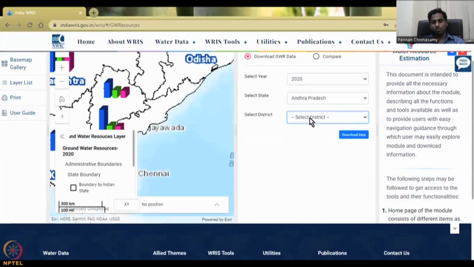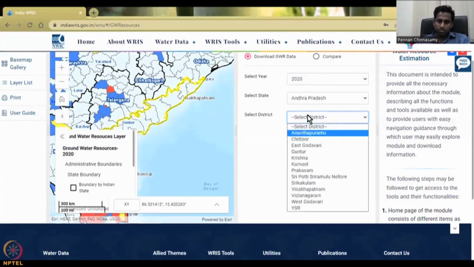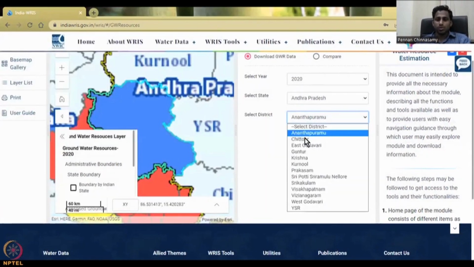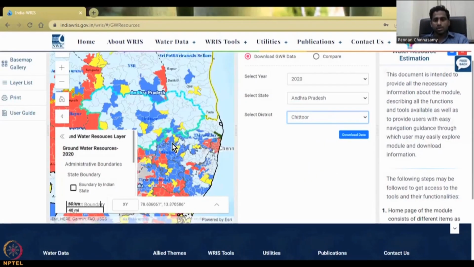You can download the whole state. So just give download data, it will come. And now the districts has come. So let's say Anantapura, Chittoor was what we saw. So Chittoor, okay, Tirupati, Chittoor, that area, and then you can download the data. So you can download the data just straight away.